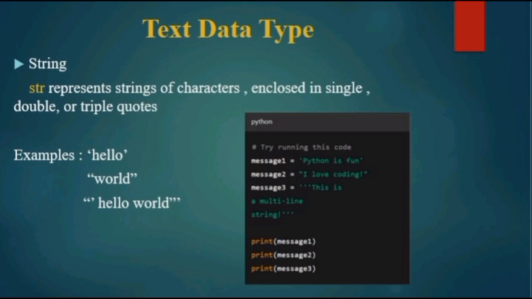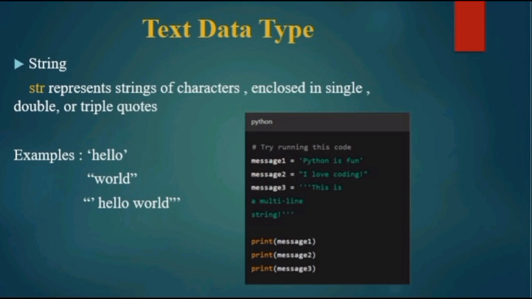For example, if your text already includes a single quote inside it, like "it's a nice day", so here between the t and s there is a single quote, then you can use double quotes outside so Python does not get confused. And if your text goes across multiple lines, you can use triple quotes to make it easier.